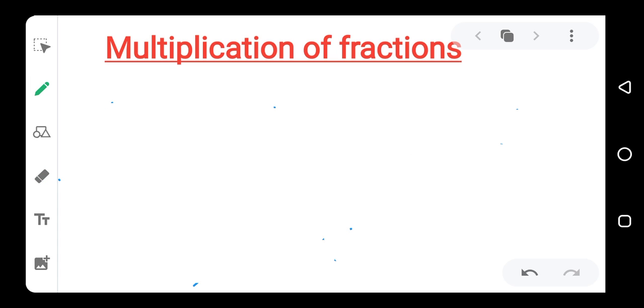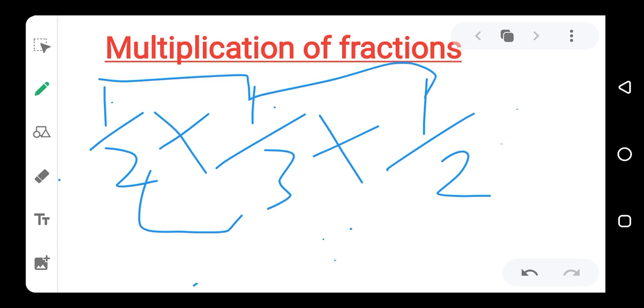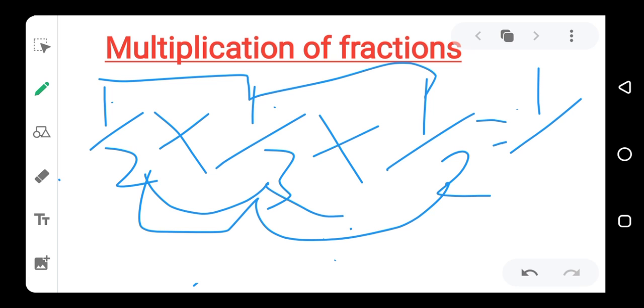1 over 2 times 1 over 3 times 1 over 2, again, we just multiply everything that is on top. That is 1 times 1, then times 1, and 2 times 3, then times 2. Everything on top is 1 times 1 times 1, which is 1. Then below, 2 times 3 is 6, 6 times 2 is 12. So which is 1 over 12.